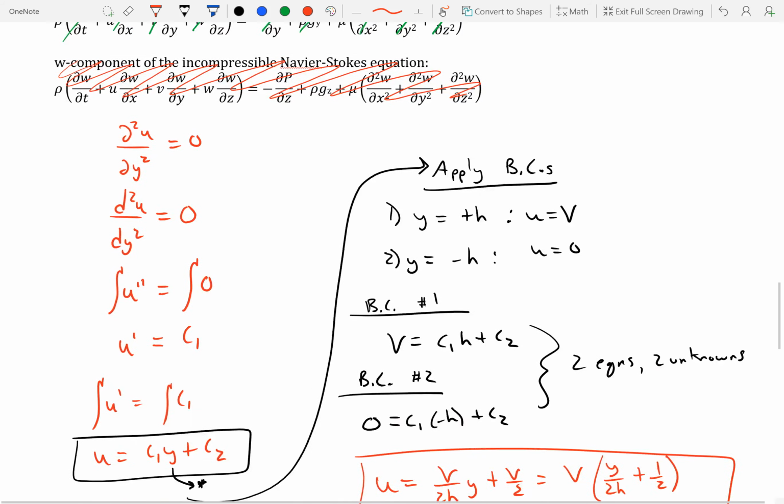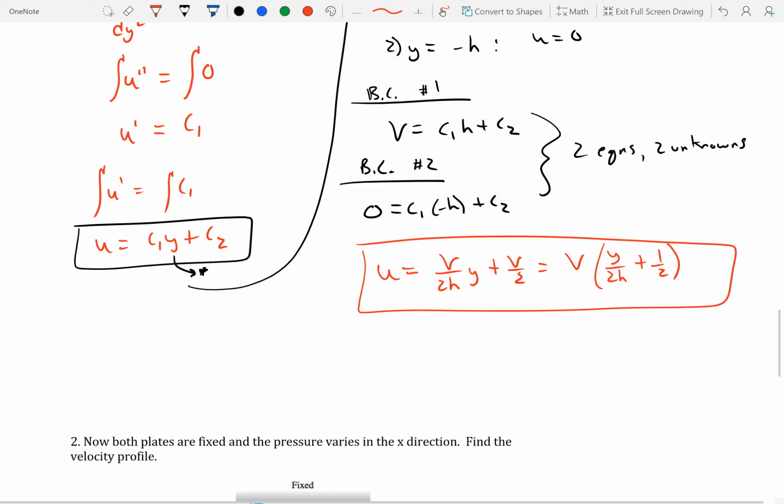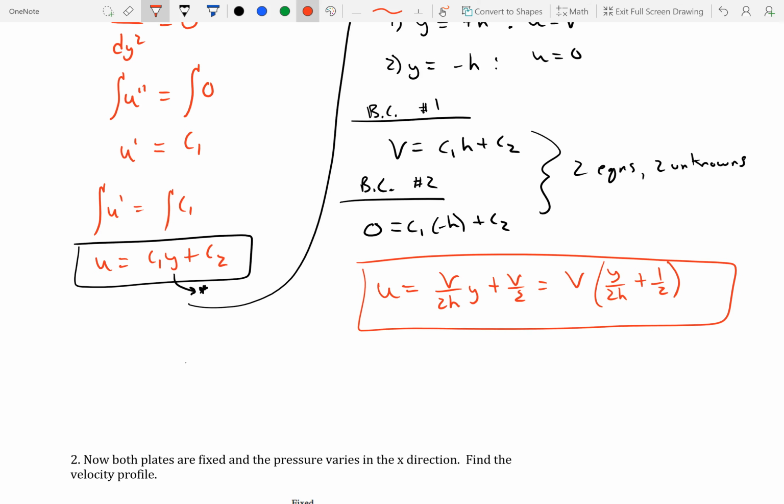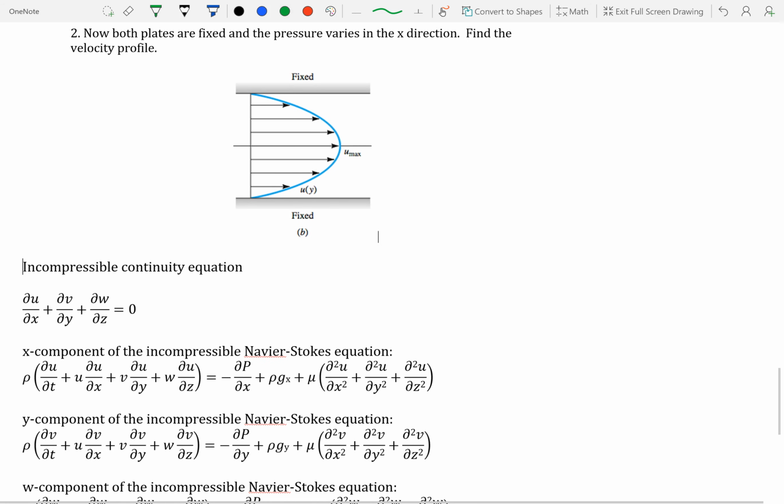So that's one example of using the continuity and Navier-Stokes equations. All right, so now we know the details of the velocity profile anywhere along the y direction. All right, so here's another example. All right, so both plates are fixed and the pressure varies in the x direction. Find the velocity profile.